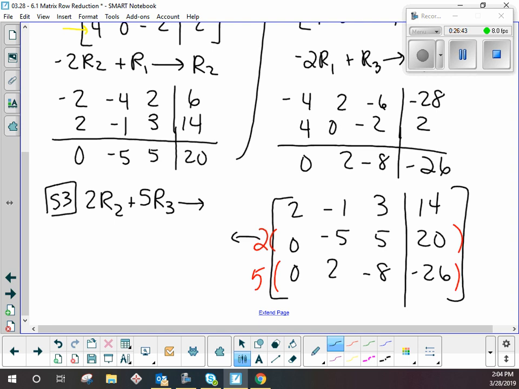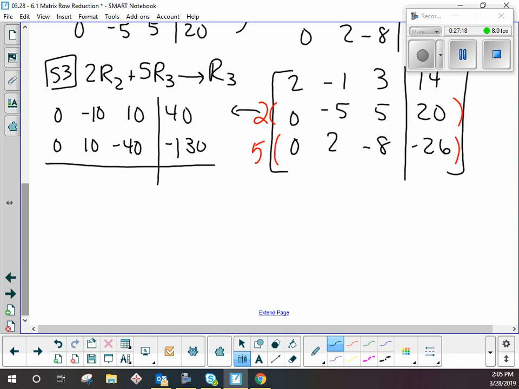Yep, no problem. Thank you. And this is going to give me which new row? Row 3. Okay, you do your math, I'll do mine. And this is where the numbers came from that I have put up there.